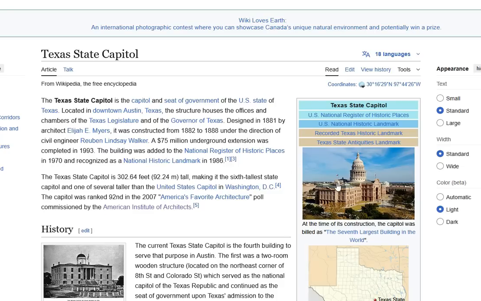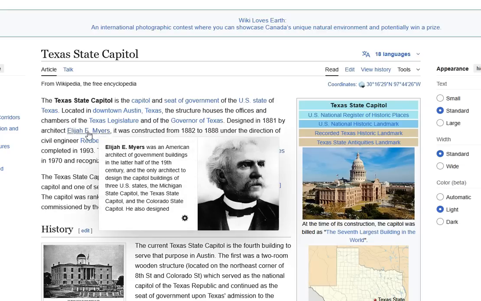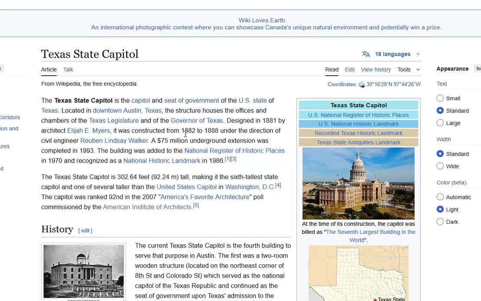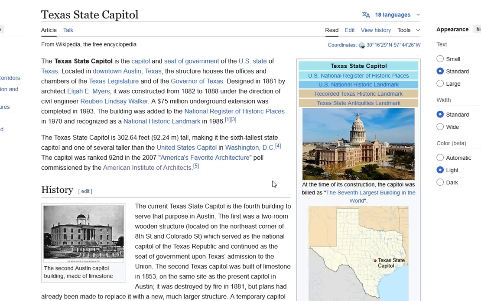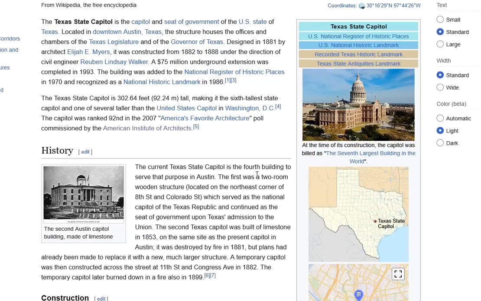So the timeline on the current structure, we're told it was designed in 1881 by Elijah E. Myers, responsible for several other state capitol structures, and then built over the duration of 1882 to 1888. And this is sort of how the story goes for many courthouses and capitol buildings.